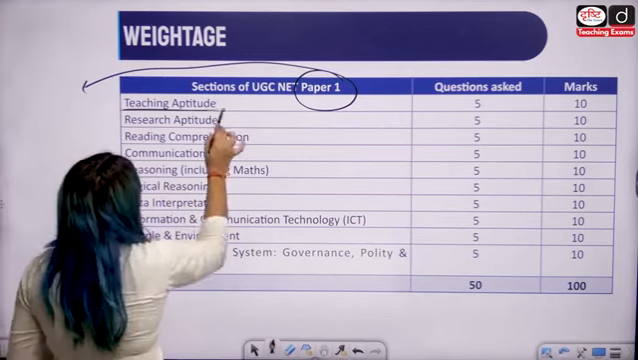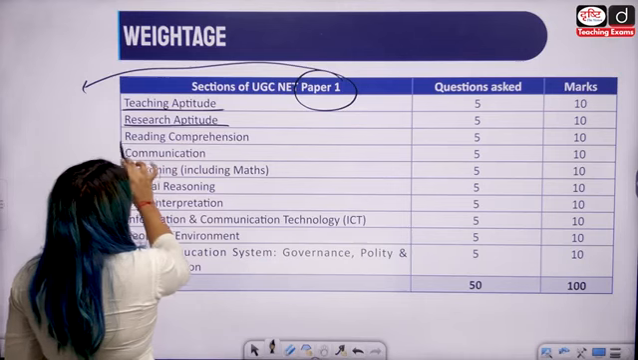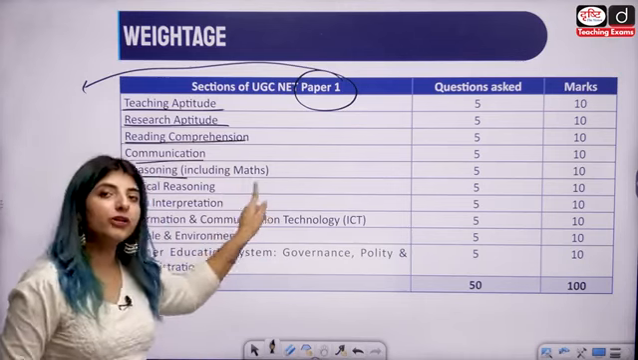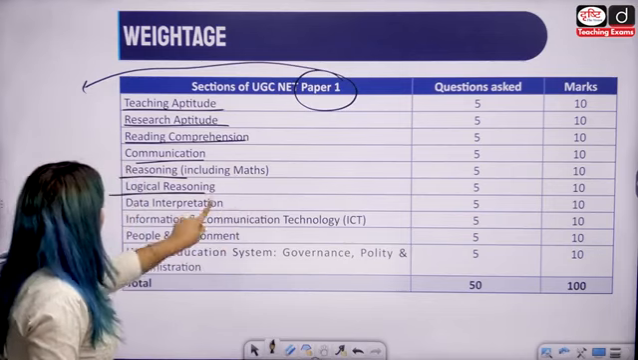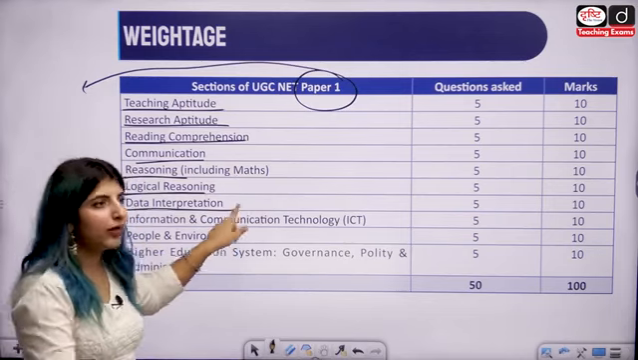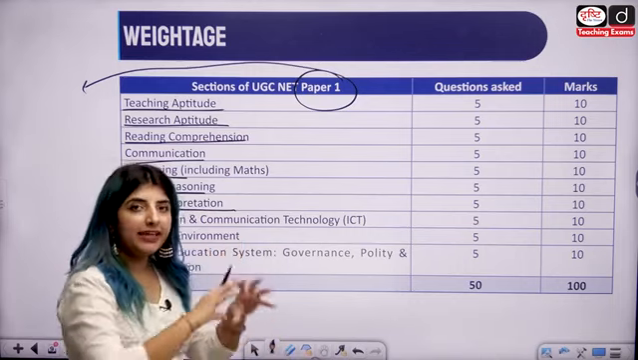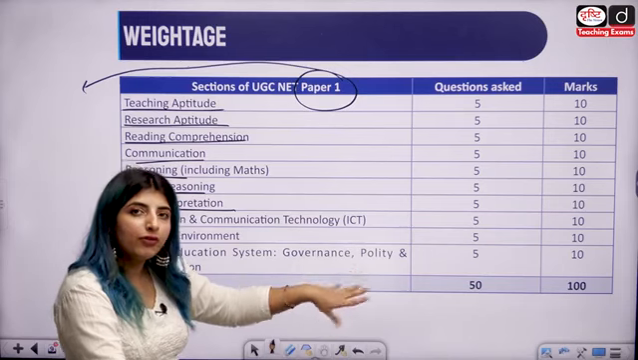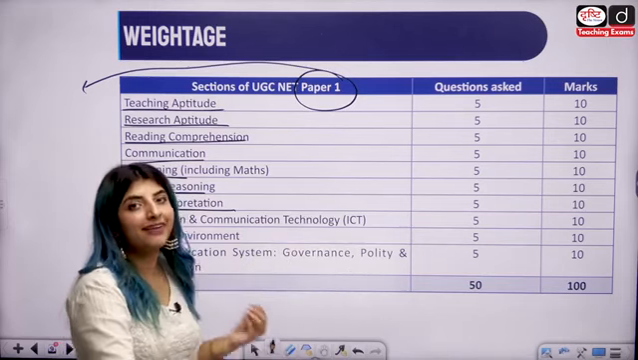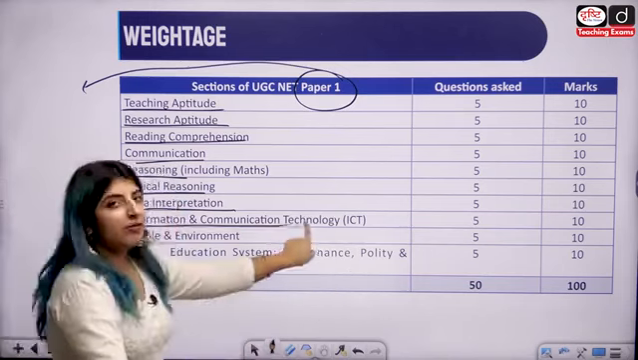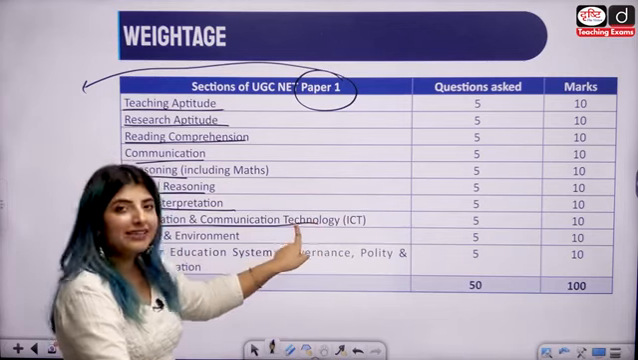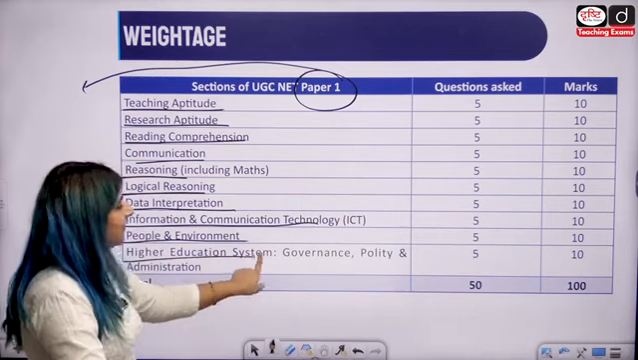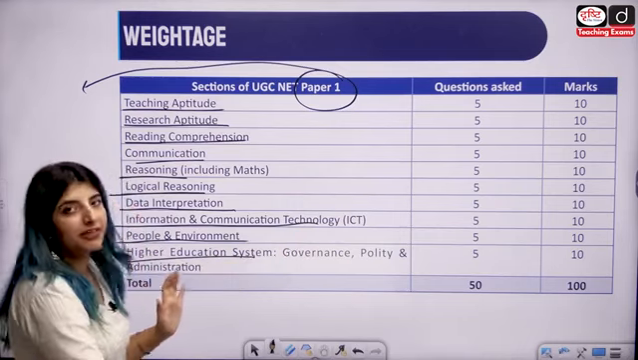We have teaching aptitude, research aptitude, reading comprehension, communication, reasoning, which also includes mathematics, logical reasoning, data interpretation, where you will have to solve certain interpretation data which could be formulated in the form of a table, pie chart, graphs and all. Information and communication technology, ICT, people and environment, higher education system, governance, polity and administration.